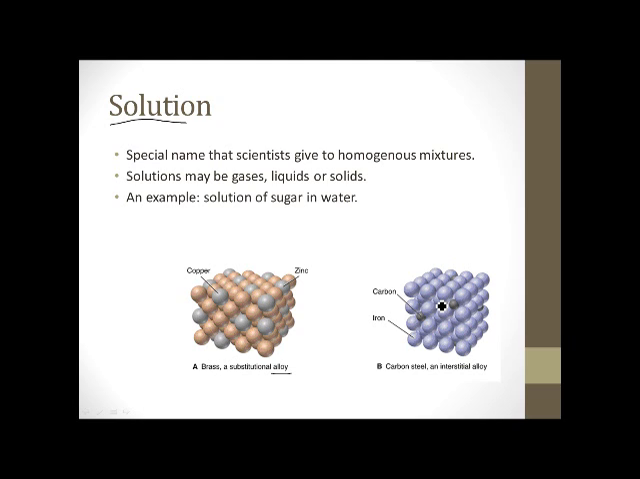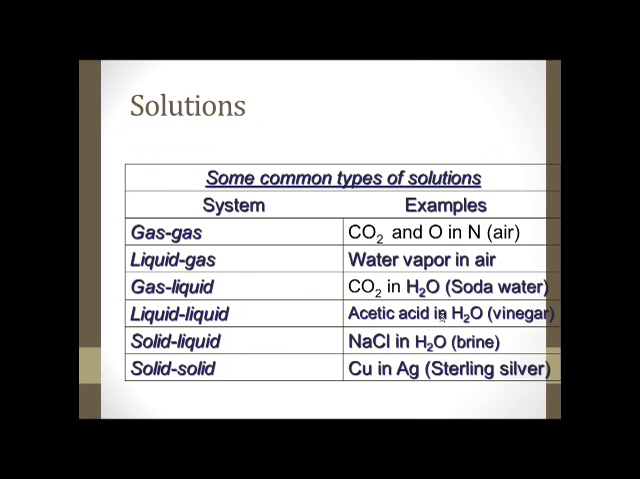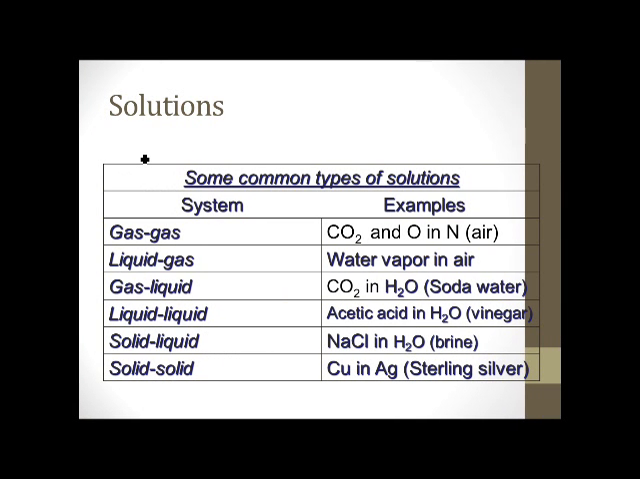It's going to be much sharper than a stainless steel knife. I really like using carbon steel knives in the kitchen, and that's another type of alloy or a solid solution. Right. So here's some examples of the different kinds. You have your liquid solutions. Here's acetic acid in water, and that's vinegar.